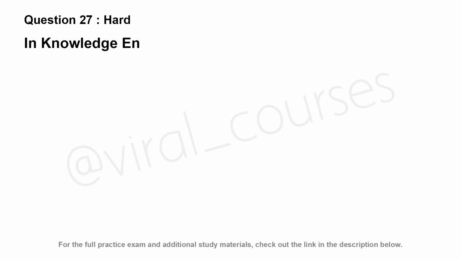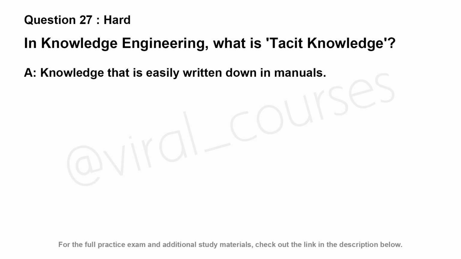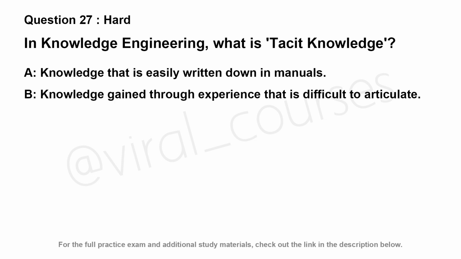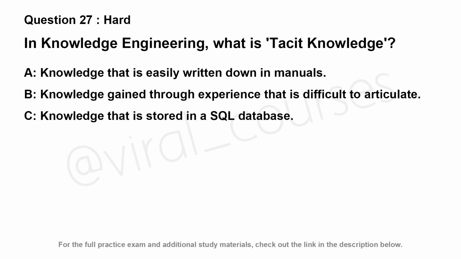In knowledge engineering, what is tacit knowledge? Option A. Knowledge that is easily written down in manuals. Option B. Knowledge gained through experience that is difficult to articulate. Option C. Knowledge that is stored in a SQL database. Option D. False information provided by an expert.